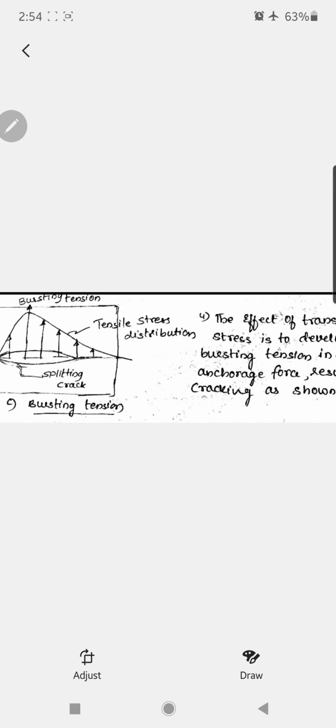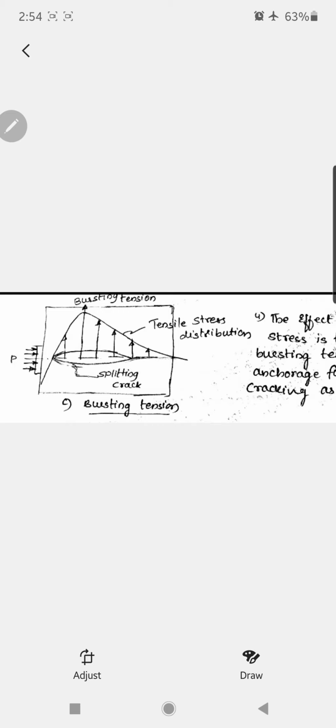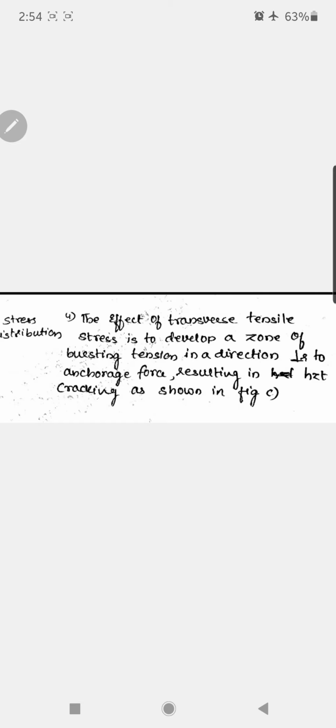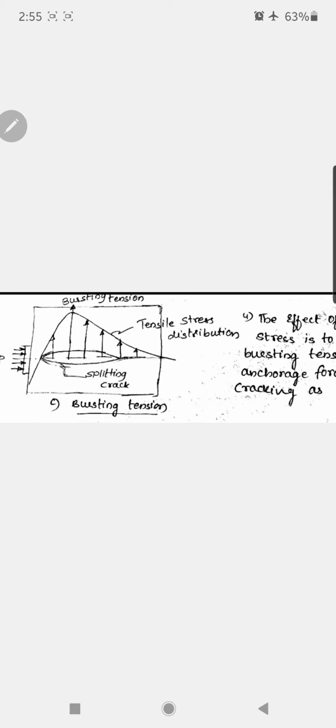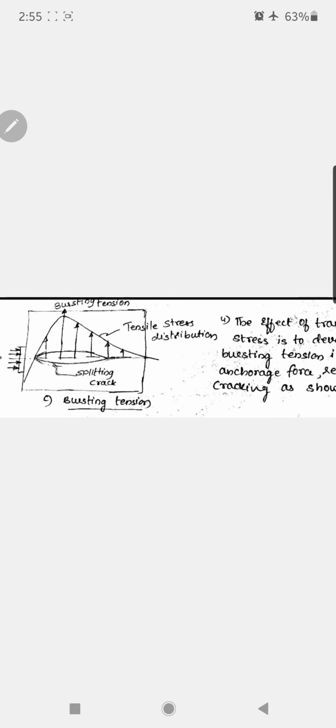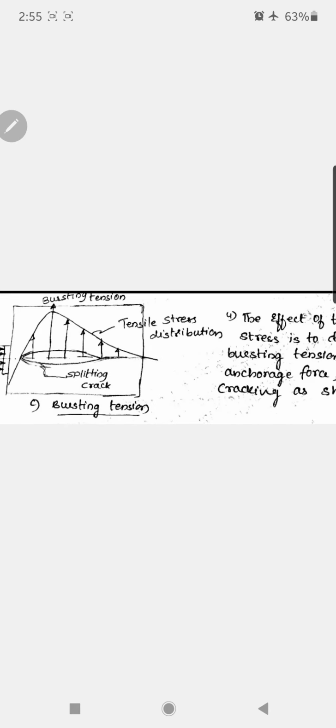Now this is the bursting tension distribution diagram, the tensile stress distribution. The effect of transverse tensile stress is to develop a zone of bursting tension. This zone B is nothing but the transverse tensile stress. This transverse tensile stress will develop a zone of bursting tension in the direction perpendicular to the anchorage force, resulting in horizontal cracking as shown in this figure. Now the section has to be designed against this bursting tension force.